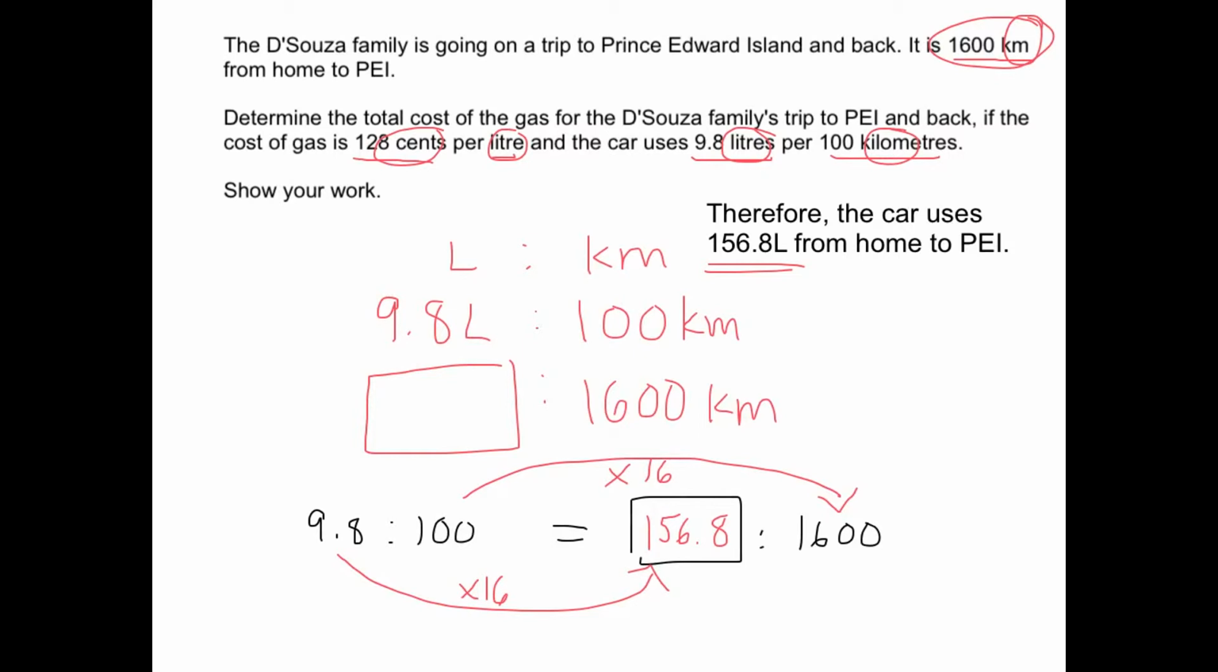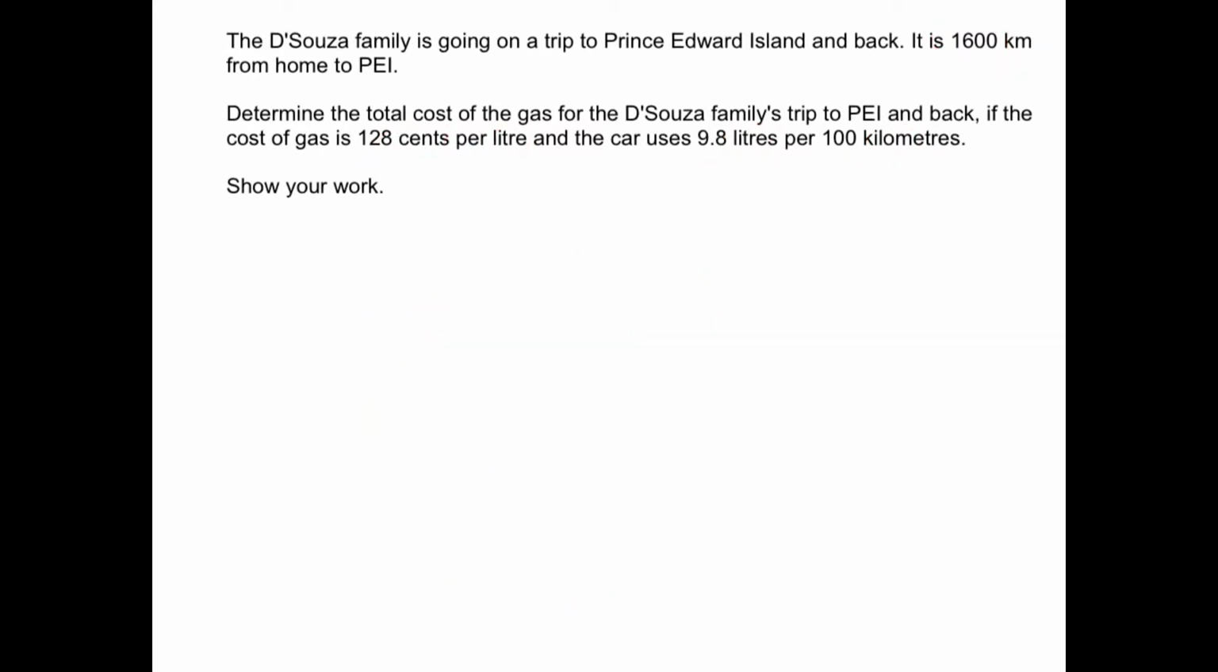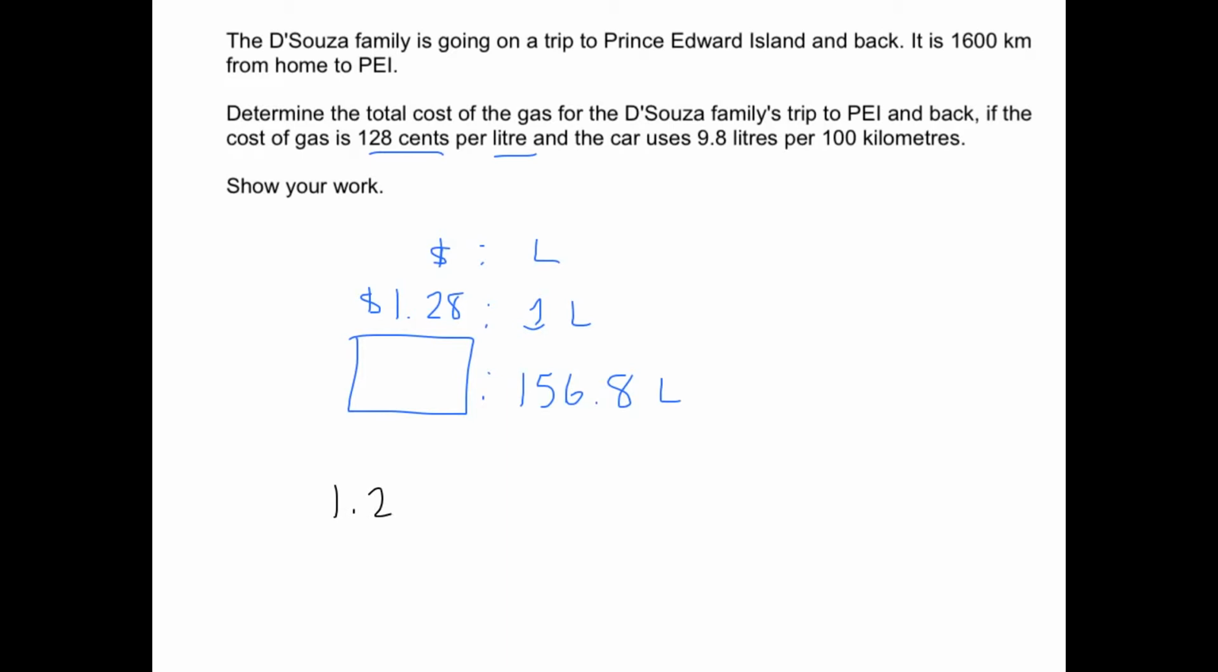So let's look at the relationship between the cost and the amount of liters that the car uses. So there is a relationship between dollars and liters. For every 1 liter, it costs $1.28. Well, if the car uses 156.8 liters, can we figure out how much it costs? Once again, we're going to use equivalent ratios to solve this problem. 1.28 to 1 is equal to something to 156.8.